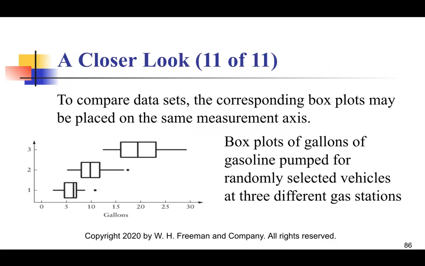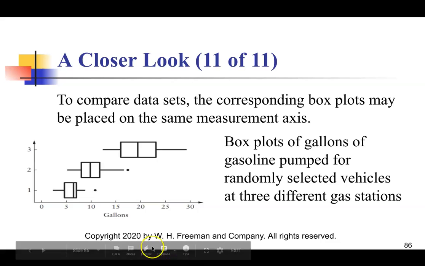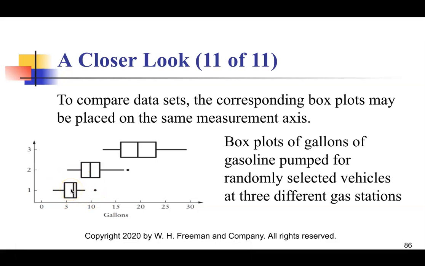One last thing is sometimes you will have multiple box plots, and these can be helpful because you can compare multiple distributions at the same time. And so here I could see that whatever this gas station is, was going to have much lower prices, particularly compared to this one. There's some overlap between gas stations 1 and 2 and some overlap between gas stations 2 and 3, but the medians are very clearly different. The middle 50% are very clearly different.